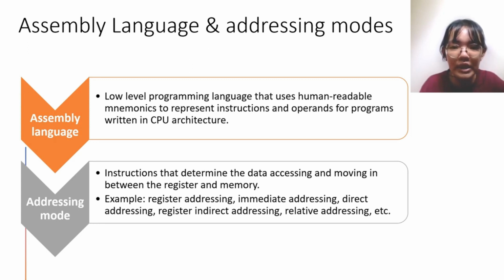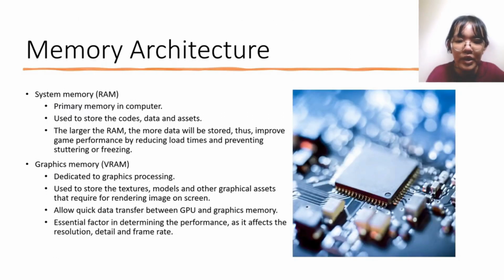First, what is assembly language and addressing mode? The assembly language is a low-level language that provides a way for programmers to write low-level code using human-readable mnemonics to represent instructions and operands, whereas the addressing mode is an instruction that determines the data access and movements between the register and memory. Memory architecture typically involves two types of memory: the system memory, also called the RAM, and the graphics memory, also called VRAM.